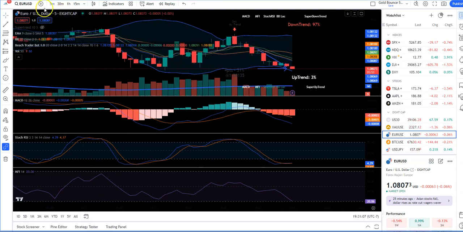Okay, so here goes one trade. Let's look at this trade right here. And I want to show you guys something significant that happened on here. And then we're going to go to trading.